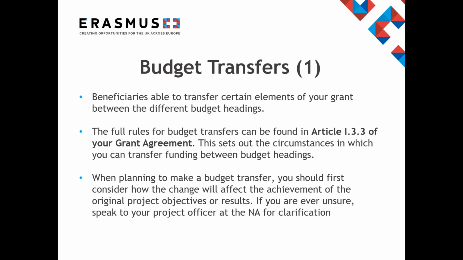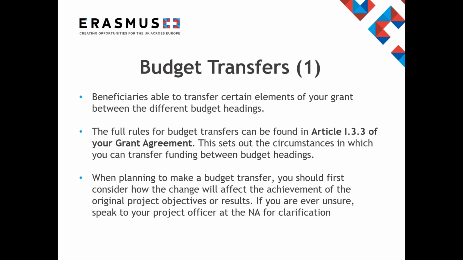The full rules for budget transfers can be found in Article 1.3.3 of your grant agreement. This sets out the circumstances in which you can transfer funding between budget headings. We strongly recommend that you read this article carefully and familiarize yourselves with the rules.